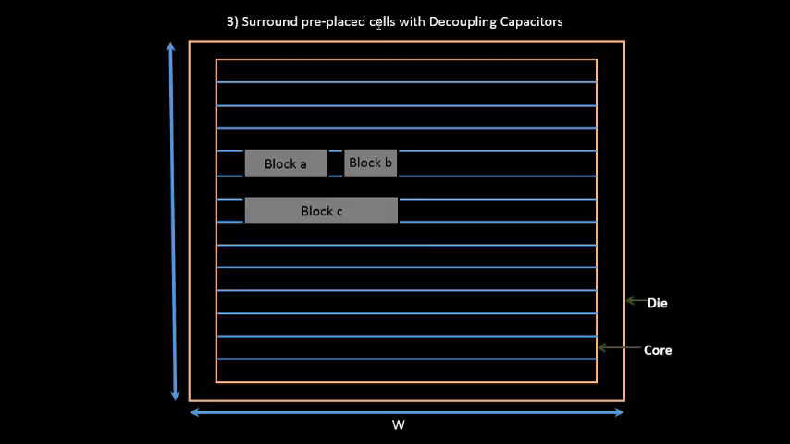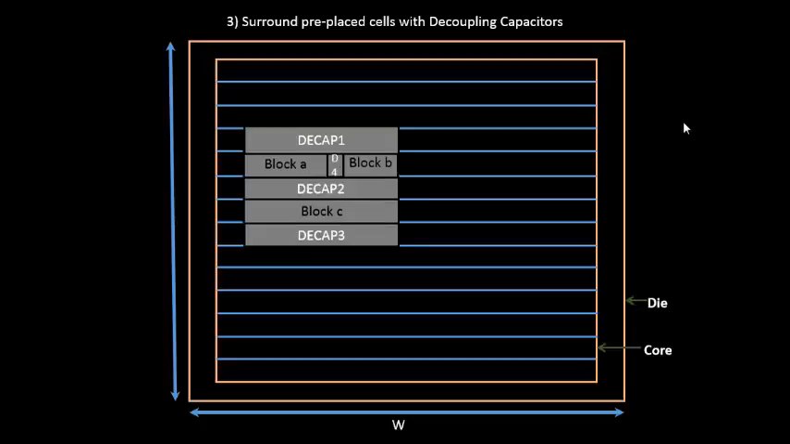So the third step is to surround the pre-placed cells with decoupling capacitors. These are the steps that it will cover. We have D cap 1 on the top of block A, block B. We have D cap 4 between block A and block B. We have D cap 2 and we have D cap 3. So we have encapsulated the blocks with the decoupling capacitors.